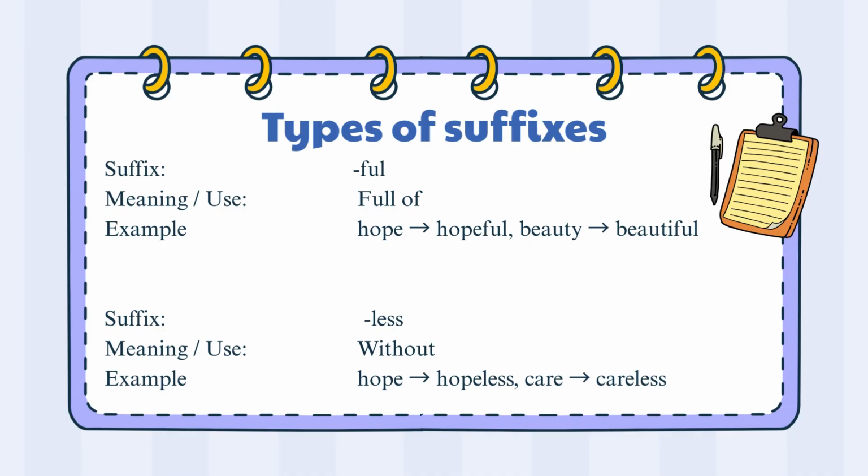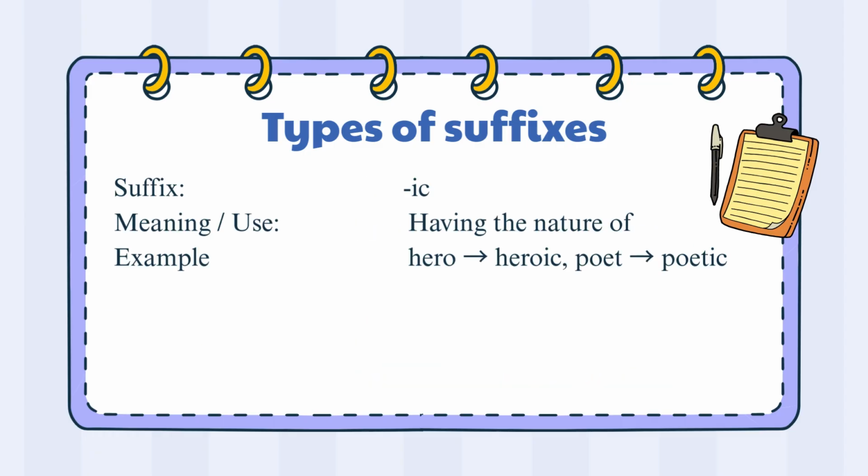The next example of the adjective suffixes is LESS, which is used to mean without. Example: hopeless, careless. And the last example for the adjective suffixes is the IC. It is used to mean having the nature of something. Example: hero, heroic; poet, poetic.